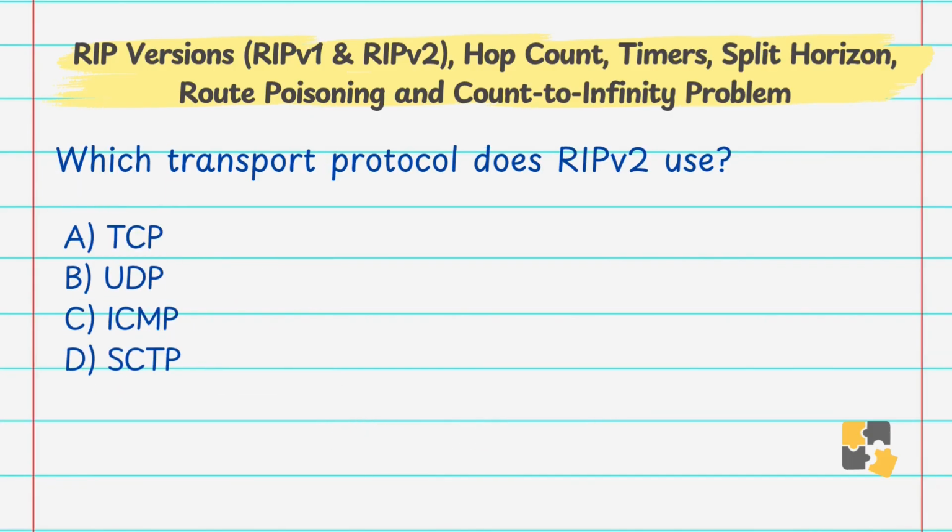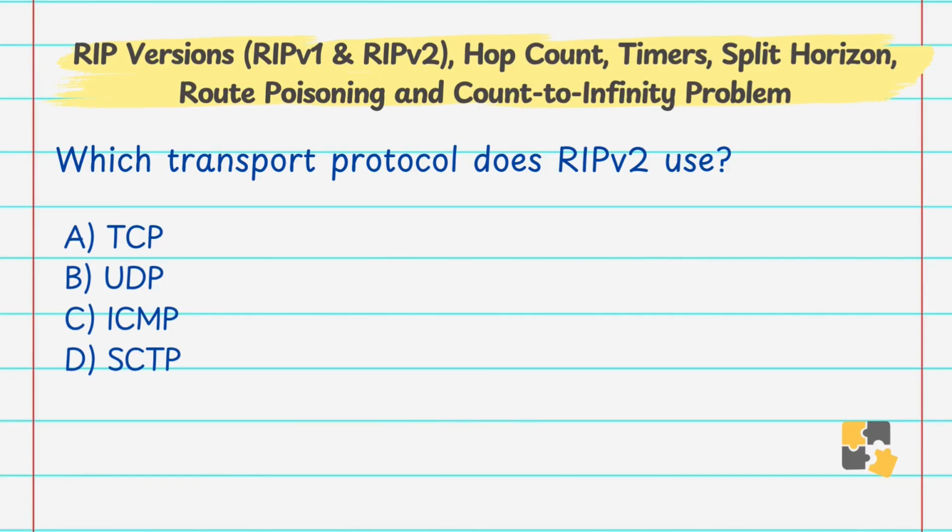Which transport protocol does RIP v2 use? A. TCP, B. UDP, C. ICMP, D. SCTP. Answer is B. UDP. RIP v2 uses UDP on port 520 to exchange the routing information.